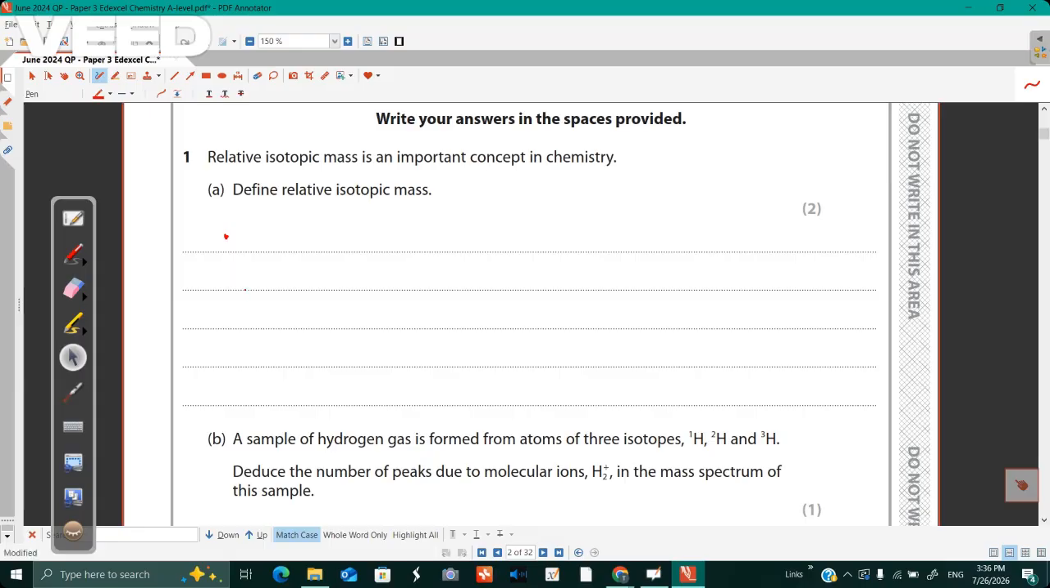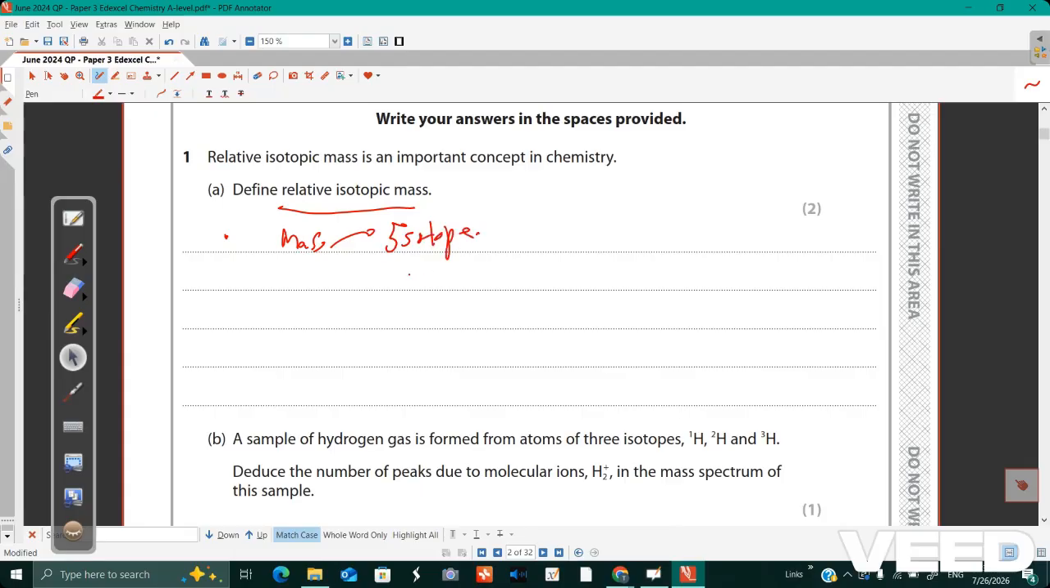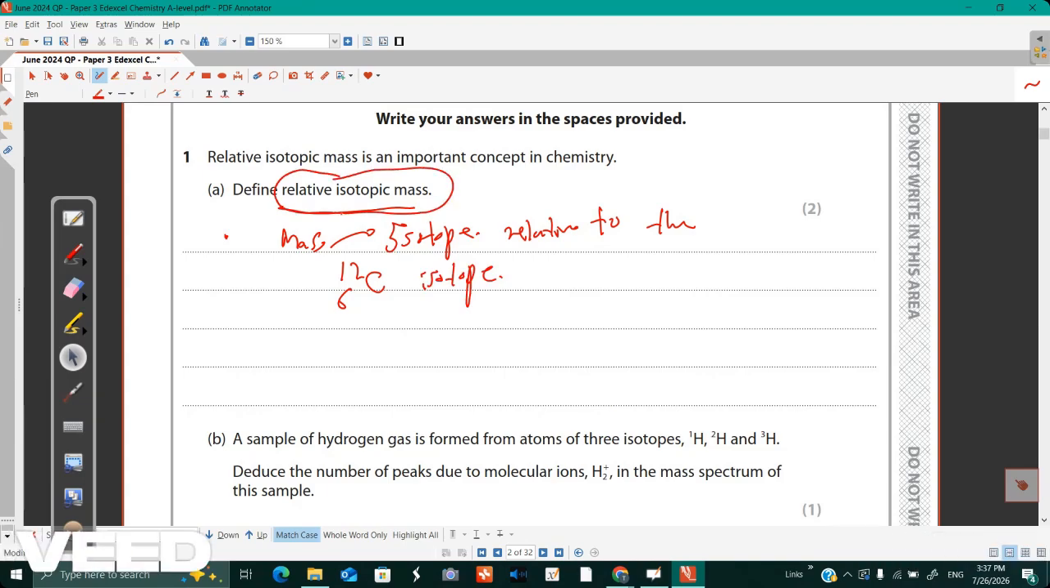Relative isotopic mass. Relative isotopic mass of an isotope, not just an atom. Mass of an isotope relative to the mass of carbon-12 isotope. Right? Relative isotopic mass. They are not asking about relative atomic mass.